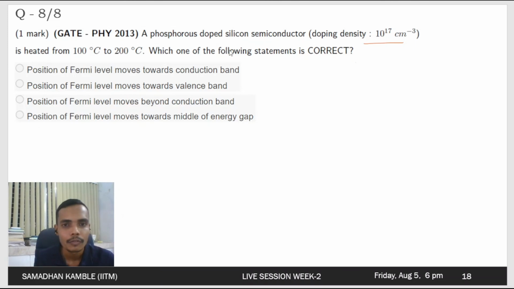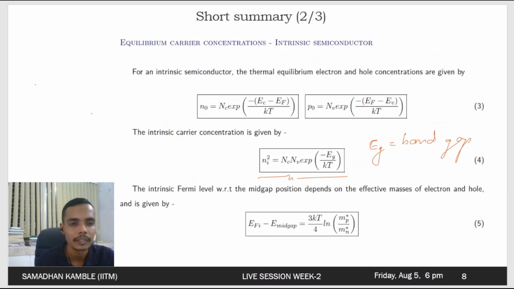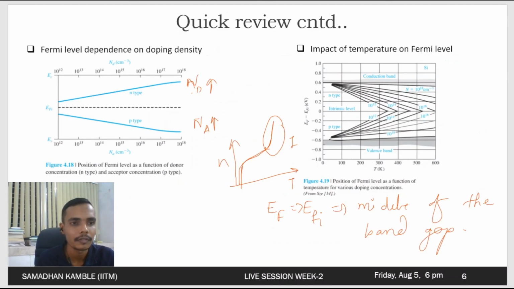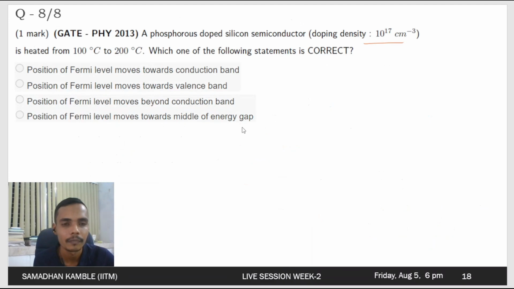This is the question. So the phosphorus doped semiconductor is there, and we saw from this particular relation here that when we increase the temperature of our extrinsic semiconductor, it moves from its value at the extrinsic level towards the middle of the band gap, because it essentially reaches the intrinsic region. So the answer for this is quite obvious, but a little tricky question as well. So can you just tell me which one of these four options is correct?